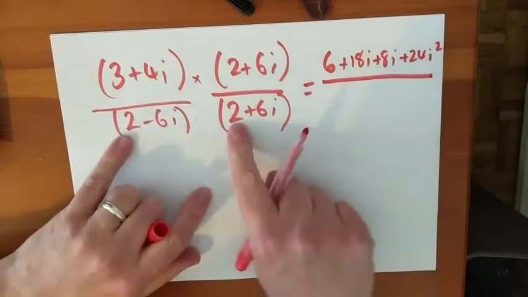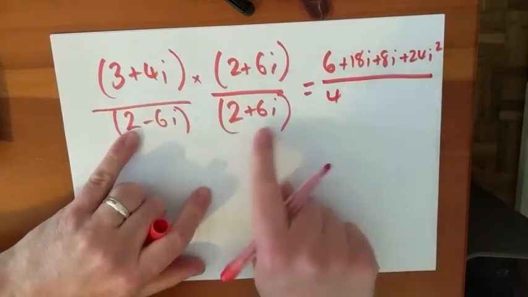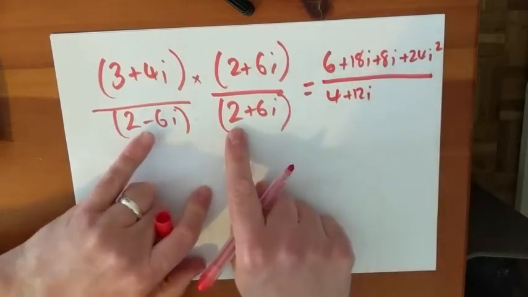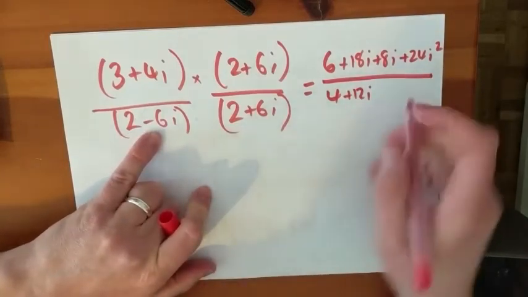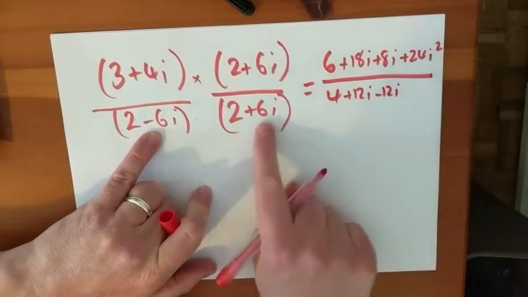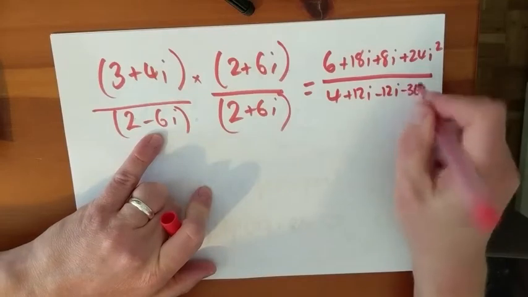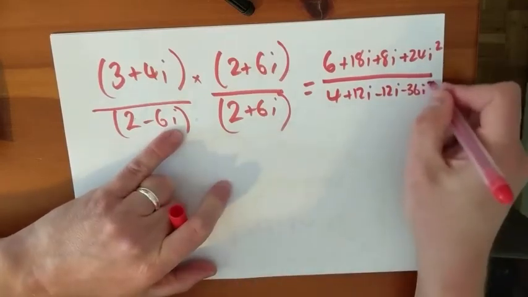On the bottom here, I've got 2 times 2, which is 4. Then I've got 2 times plus 6i, which is plus 12i. Then I've got minus 6i times 2, which is minus 12i. And at the back, I've got minus 6 times 6, which gives me minus 36. And the i times the i gives me i squared.